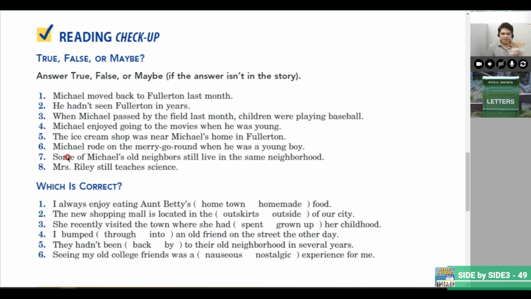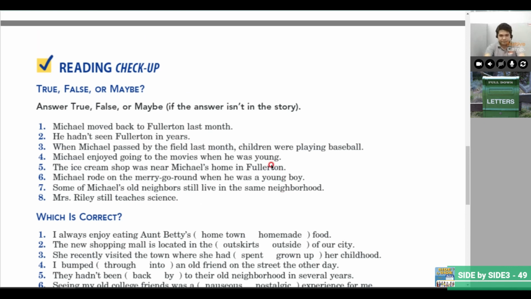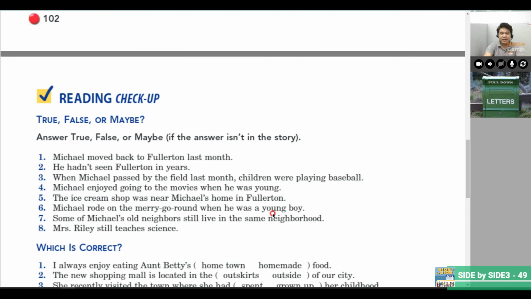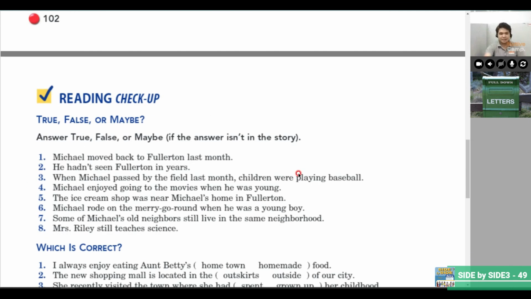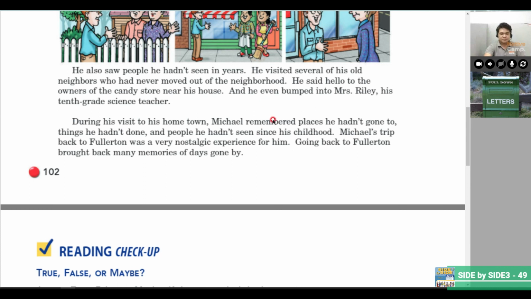Okay, number six, please read. Michael rode on the merry-go-round when he was a young boy. It's true. Good job. Number seven. Some of Michael's old neighbors still live in the same neighborhood. Maybe? True, yes. Do you remember when he passed by the old couple? Okay, number eight. Mrs. Riley still teaches science. Maybe, correct, because it doesn't say that she still teaches. It just says that she was the teacher.